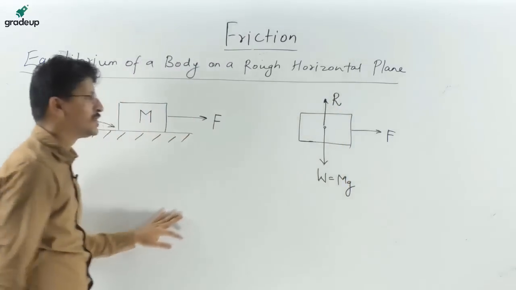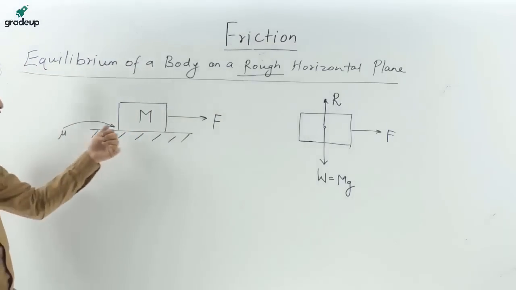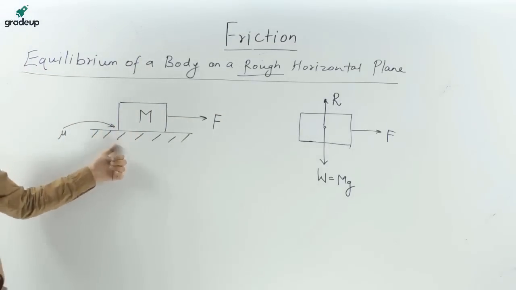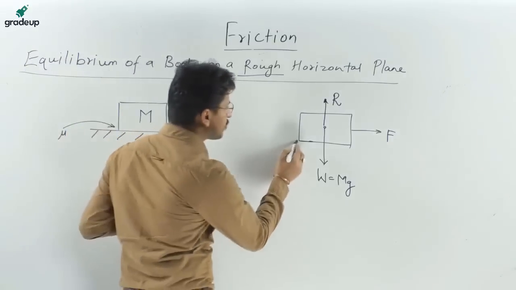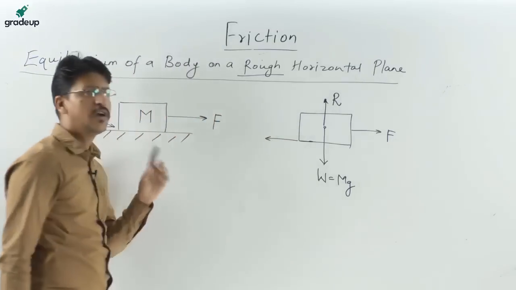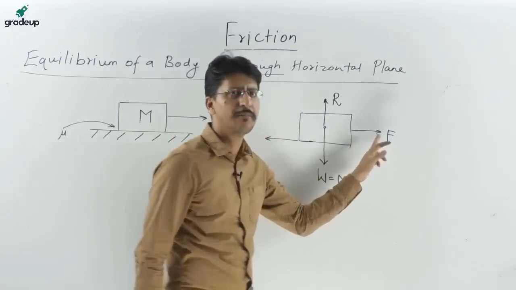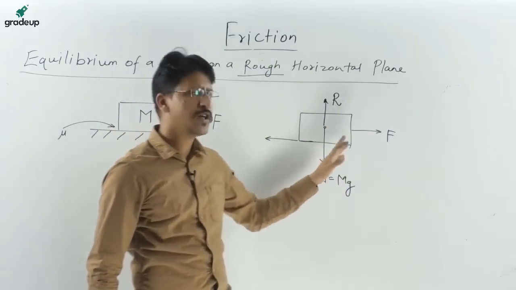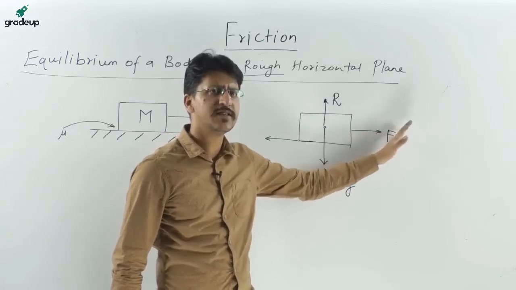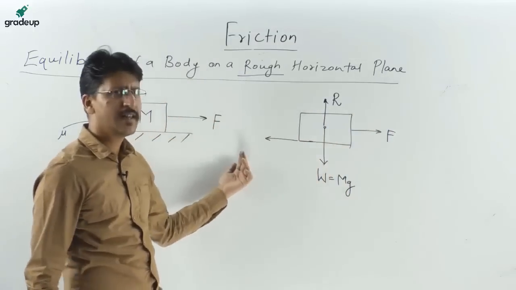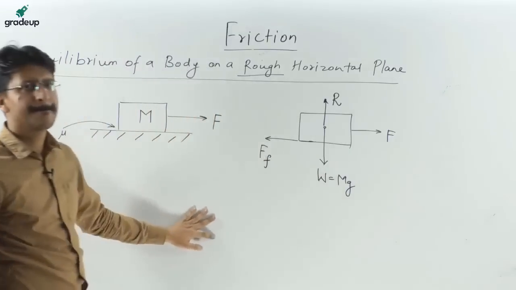Okay, and since this is a rough horizontal plane, that means there is a coefficient of friction, there is friction between the body and the surface. So that will cause the friction force at this place. According to the laws of friction, the friction force always acts in a direction opposite to the direction in which the body tends to move. Since the applied force is in this direction, the body will tend to move in this direction. So the friction force will act in the opposite direction, that is F_f.